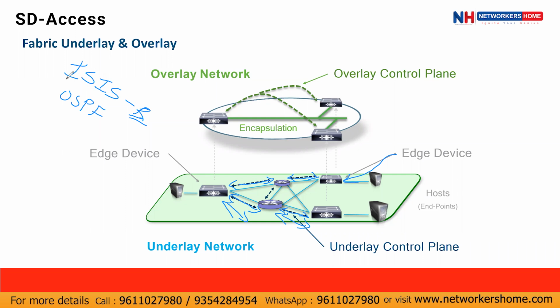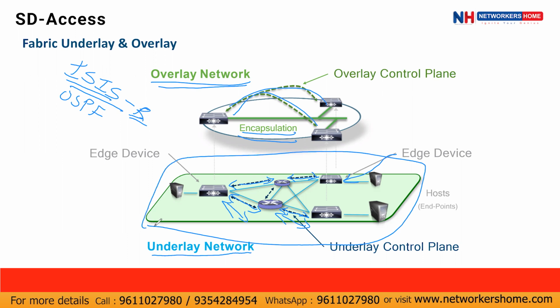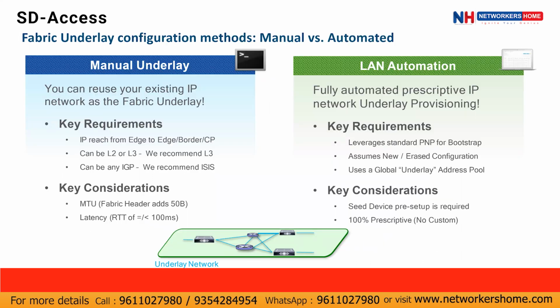So this is the reason Cisco recommends IS-IS. And on top of that, an overlay network is built, and using the encapsulation, the data transfer happens. This is the underlay, like your original network, you can say, the connectivity part, and this is the overlay where actually the traffic flows. Now there are two options to build the underlay.